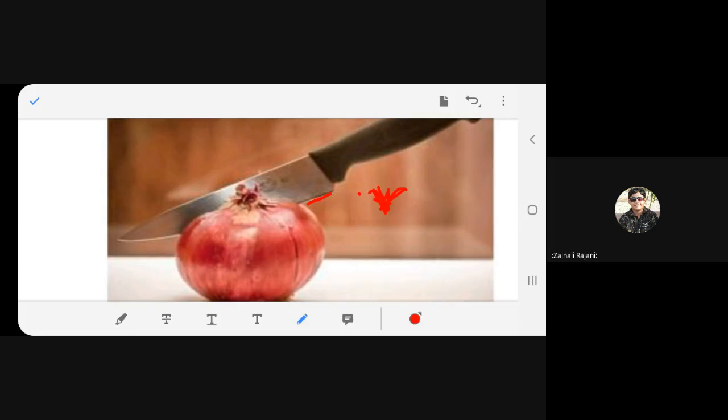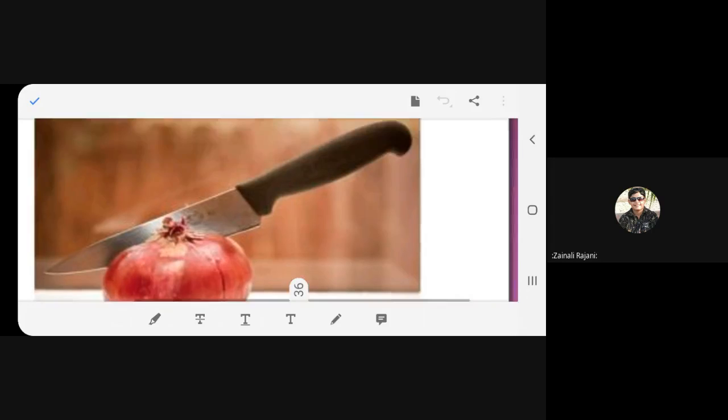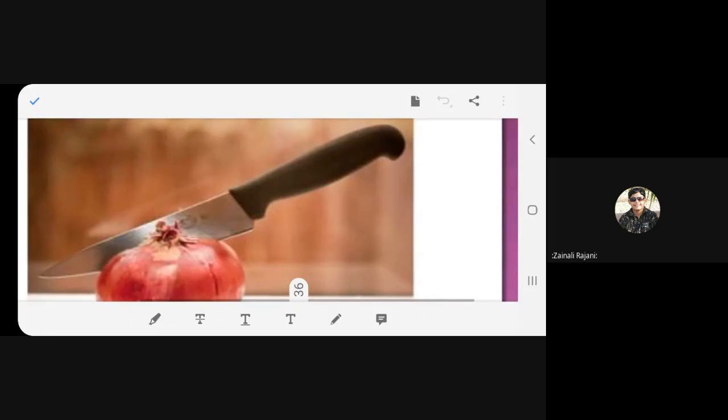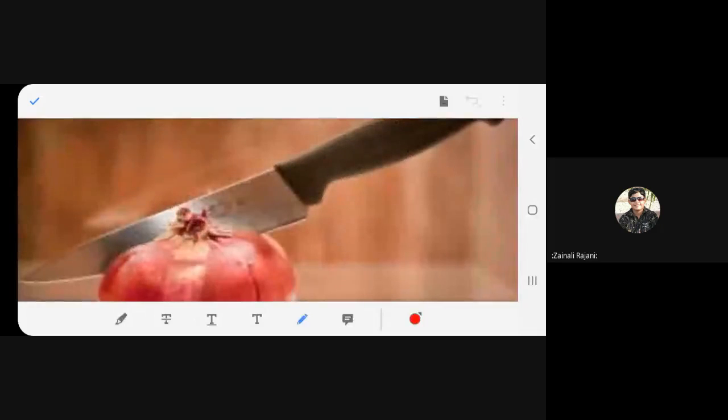It can go inside the onion. But if I take this portion and try to cut the onion, do you think it will be possible? No, ma'am. Why? Because the area is more. What will you answer? The area is more.